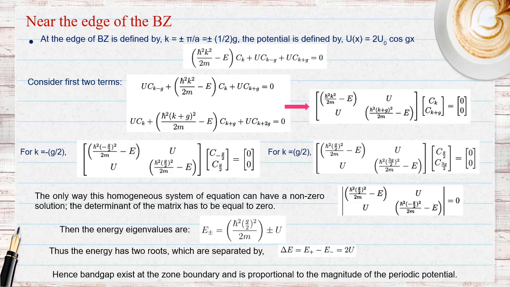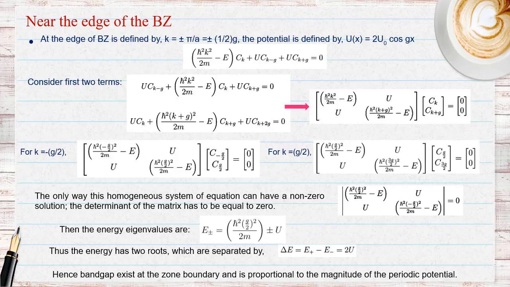So these are the first two terms. We just consider the first two terms, and we can express this in matrix format. That is, (h cross square k square by 2m minus E), U, U, (h cross square (k plus g) all square by 2m minus E), times the column matrix c_k, c_(k plus g), is equal to the column vector 0, 0.